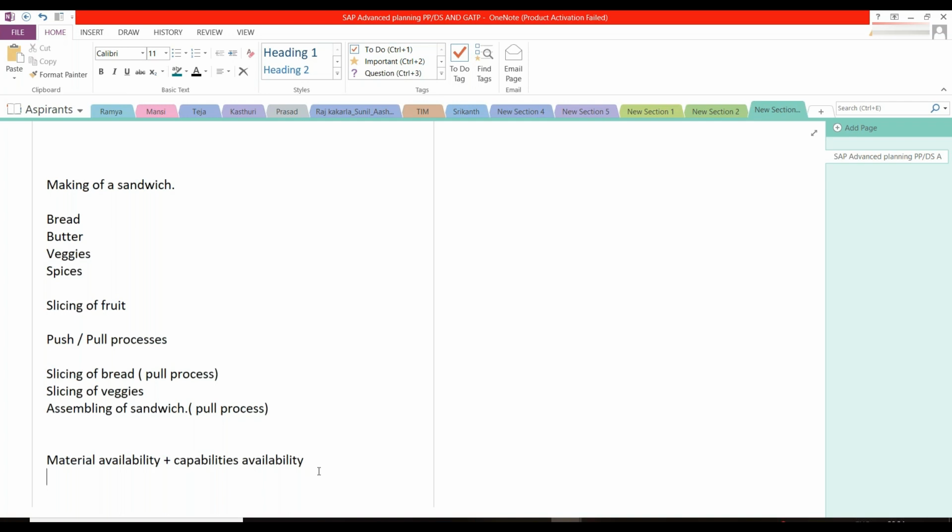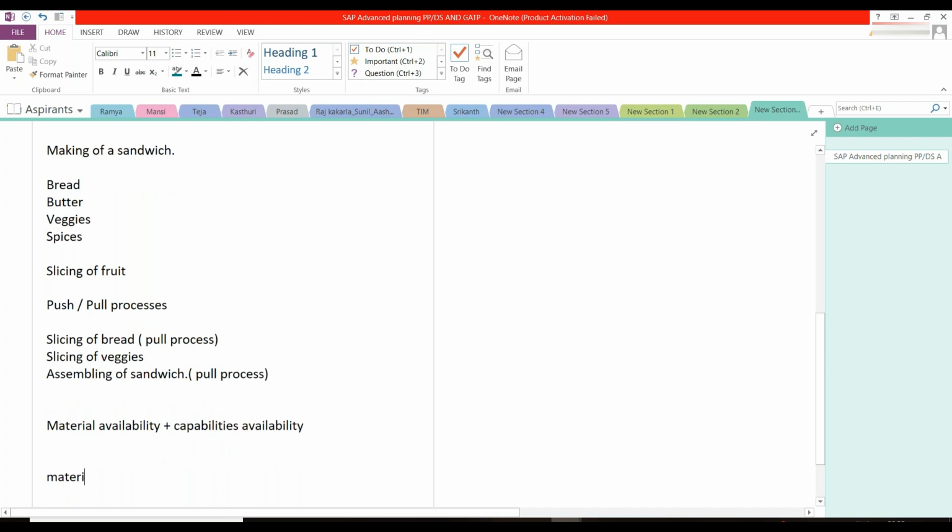The material planning and the capacity planning are not dealt with in one single step in the context of production planning. Whereas PPDS, production planning and detailed scheduling, gives you the capability to address these two different entities, two different worlds altogether, and enables the client to plan them in one single go, or simultaneously. That's a very important reason why a client decides to use production planning and detailed scheduling.